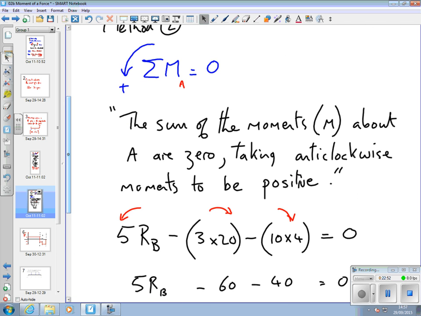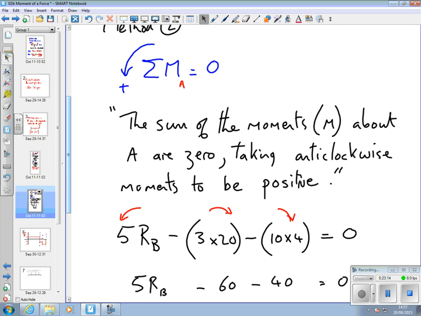Why is it true that they must equal 0? If it didn't equal 0, it would be unbalanced and it would be either turning clockwise or anti-clockwise, exactly. So the fact that they equal 0 is a consequence of it being a static situation. So they must all be balanced.